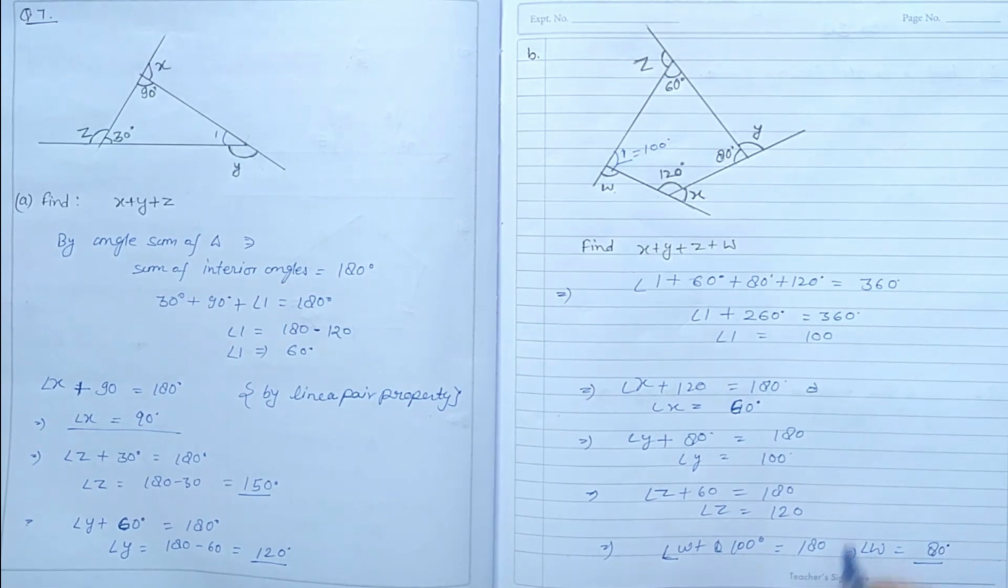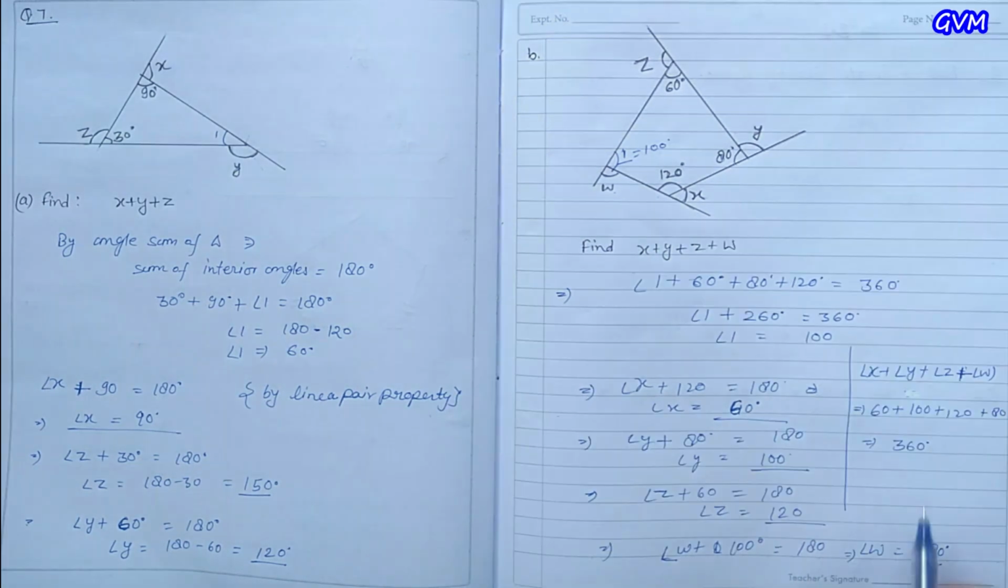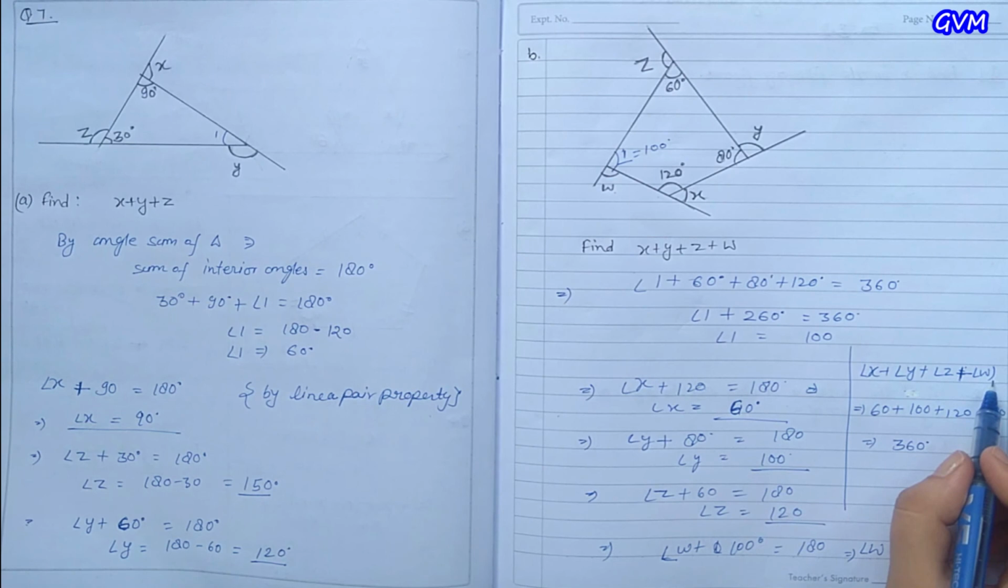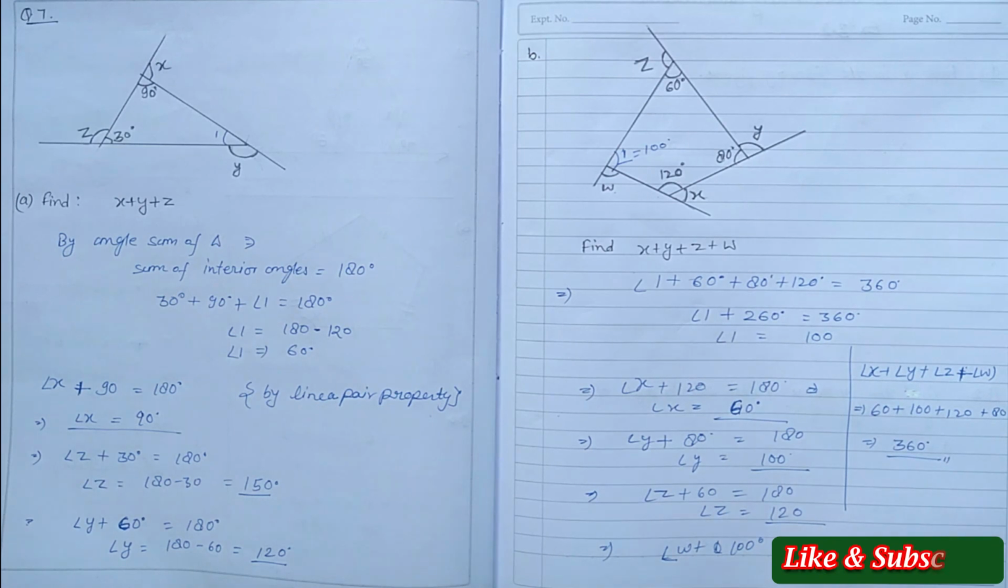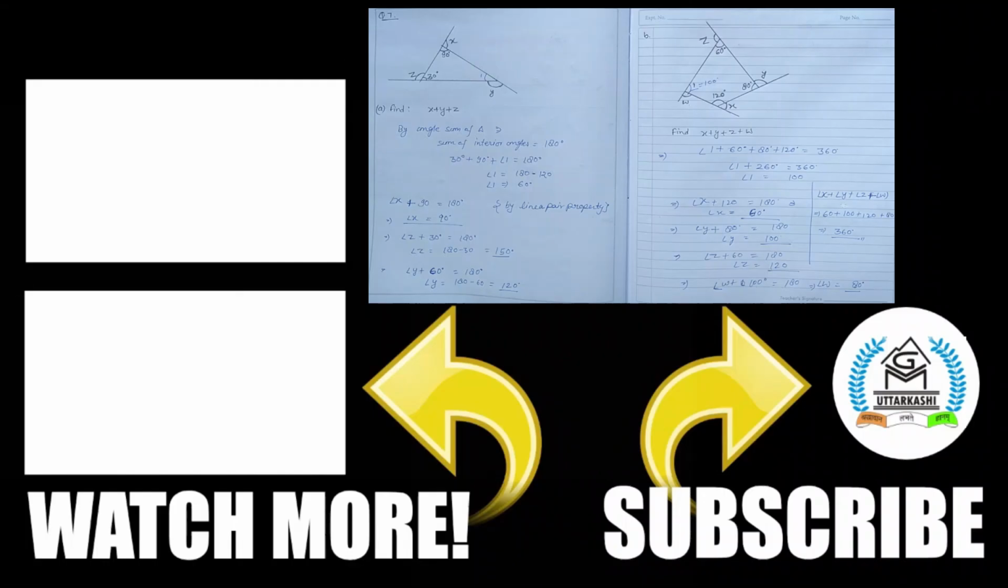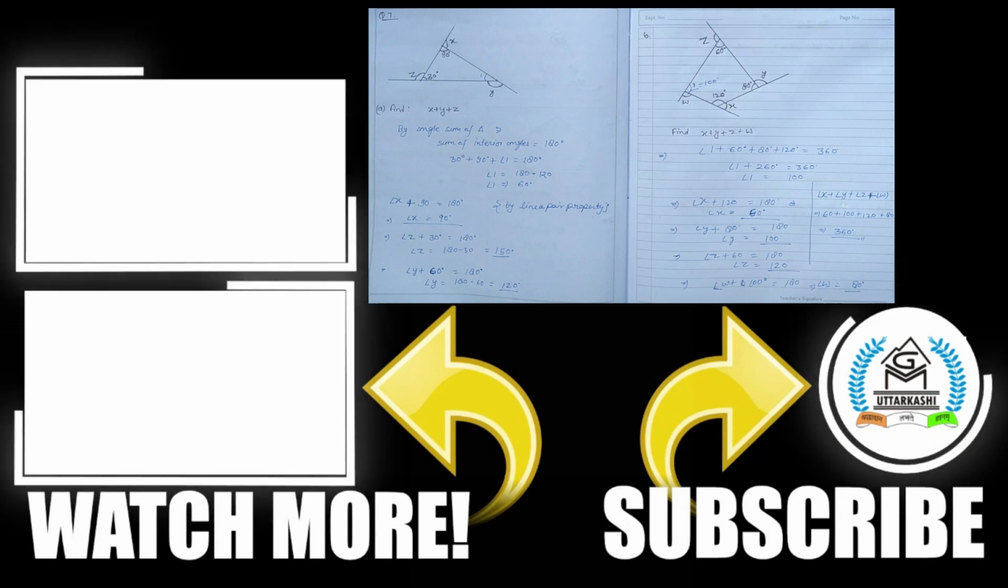So these are the angles. Now we have to find the sum. So when we add all these 4 exterior angles, we get the result 360, which is correct because the sum of exterior angles in any polygon is 360. So this is the end of exercise 3.1. You need to note down all these questions in your notebook.